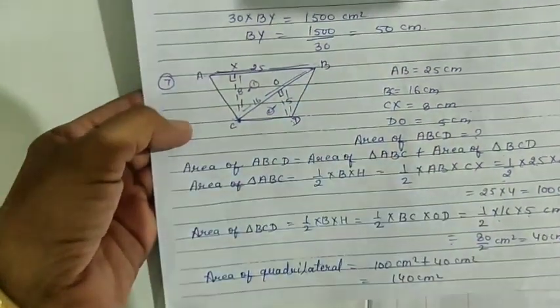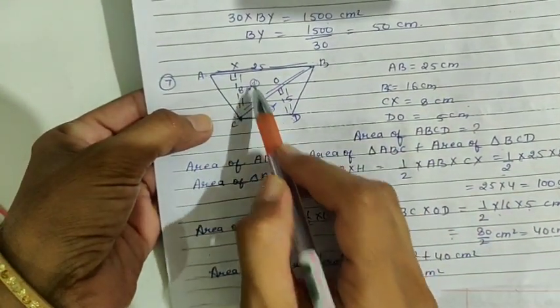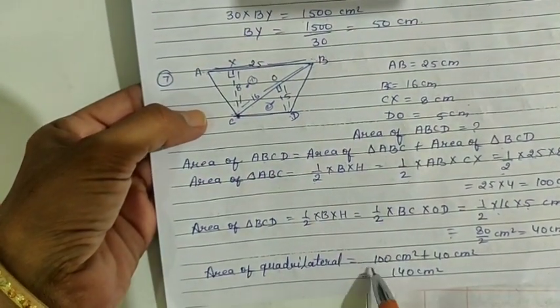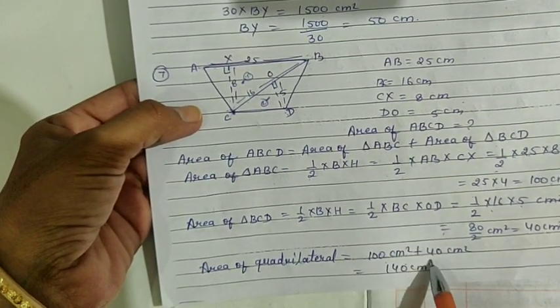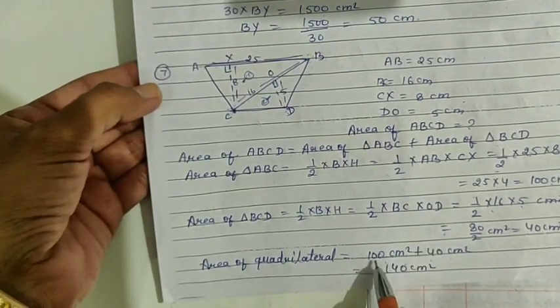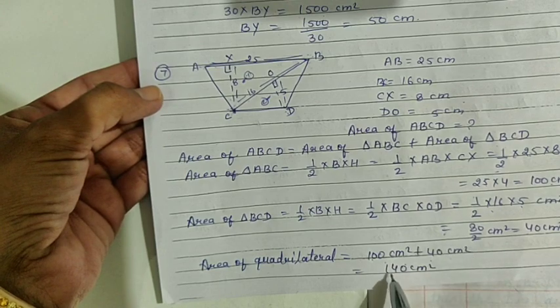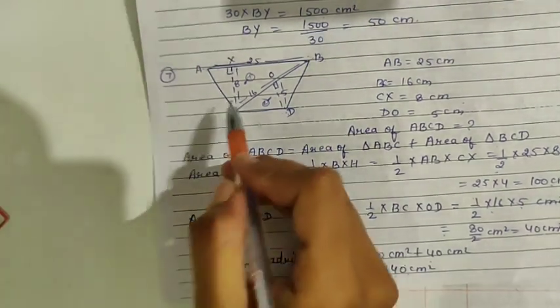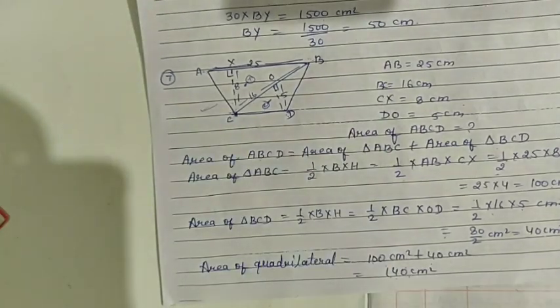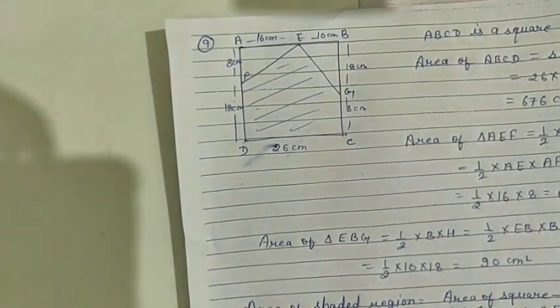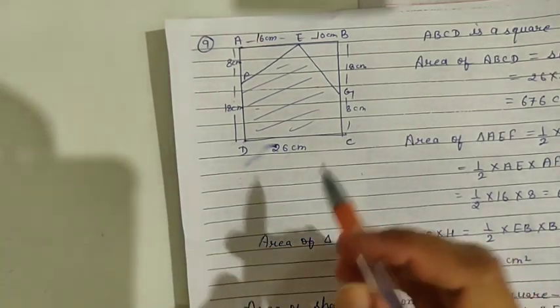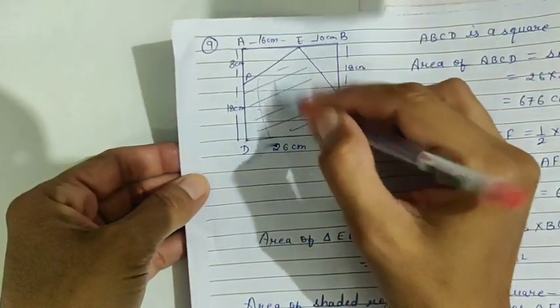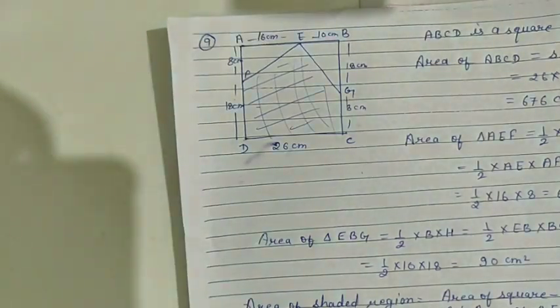So area of this quadrilateral is equal to area of this triangle plus area of this triangle, and that is equal to 100 centimeter square plus 40 centimeter square, which is equal to 140 centimeter square. So area of this quadrilateral is 140 centimeter square. Now question number 9. We have to find the area of the shaded region.